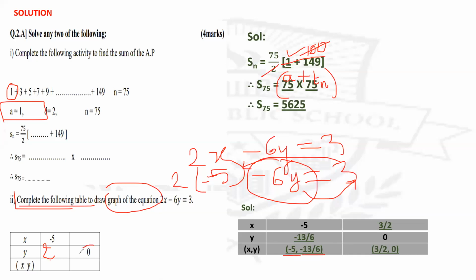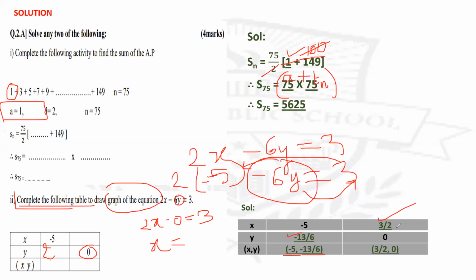Now next, when the value of y is 0, you'll put y as 0 here. So what you'll get? 2x minus 0 equals 3. So again, you'll get the value of x. The value of x will be 3 upon 2. So it's 3 upon 2 comma 0.